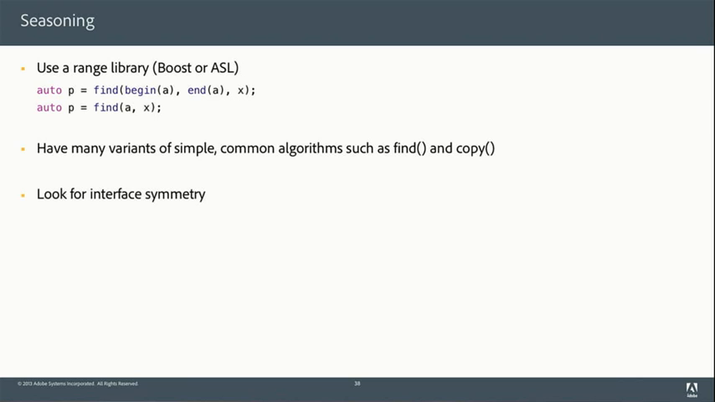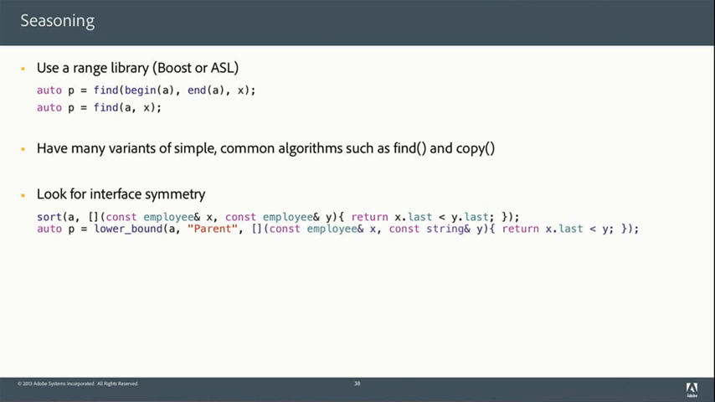Look for interface symmetry. What do I mean by this? Well, let's take a look. Here we're sorting a bunch of employees by last name, using a little lambda function to get to the last name. Now, once my data is sorted, I can use lower bound to look up an employee. But look at my comparison function in lower bound.